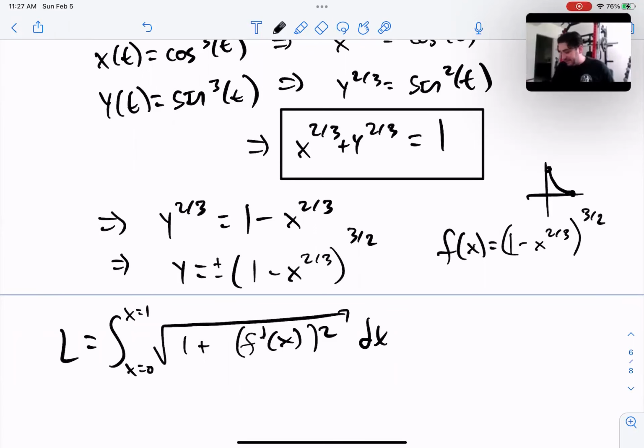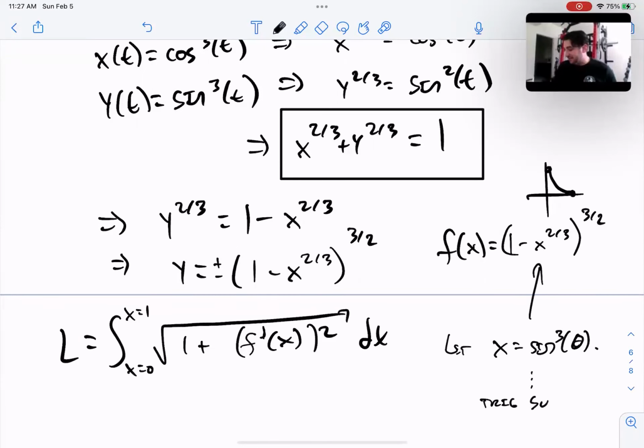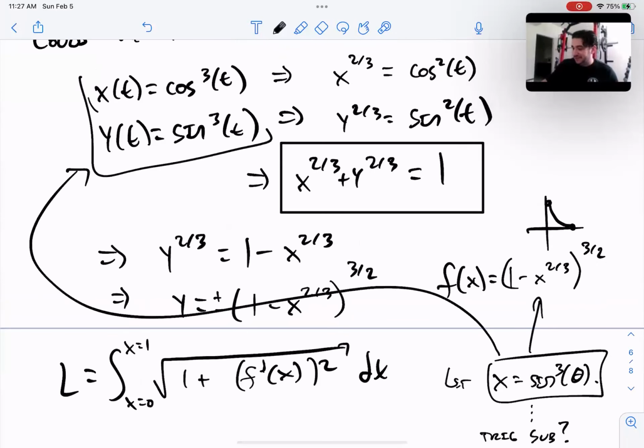And I think this would end up being a super awful trigonometric substitution, right? I think you need to let x be sine cubed of theta. That would be the trigonometric substitution for this expression. At that point, notice what you're doing here. What is this trig sub? It's essentially this parameterization. It's just calling x the sine cubed instead of the y, but it's essentially the same change of variables.